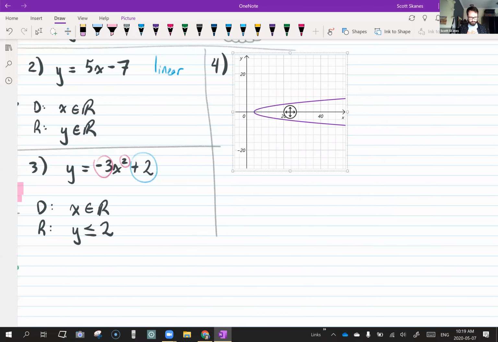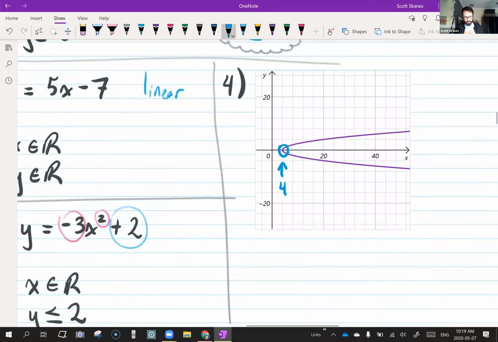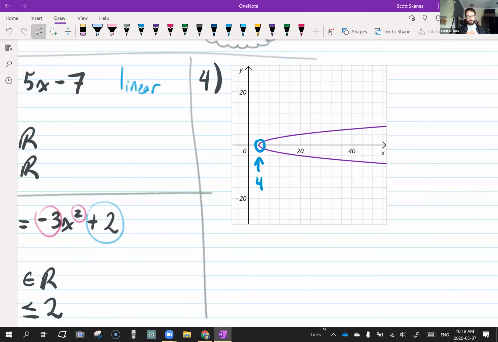So this is our function. Now I probably should have made a note of what that is. This is 5, 10, 15, 20. That's a 4, okay? That's a 4. X equals 4. Can you tell me, just by looking at the graph, what is the domain? What is the range?